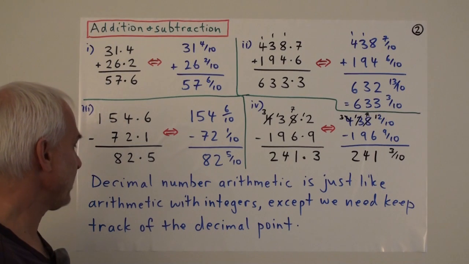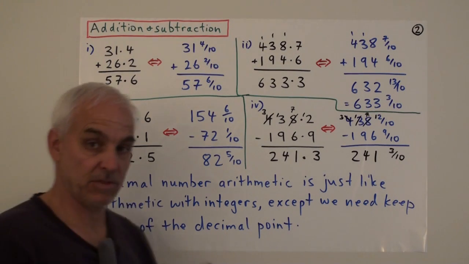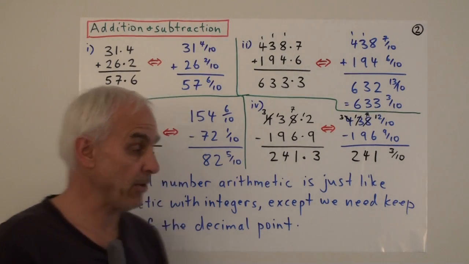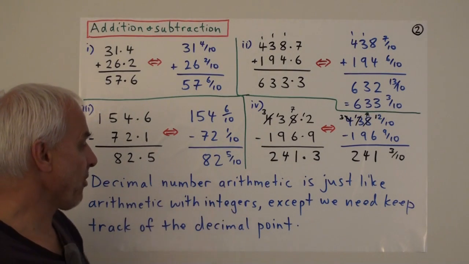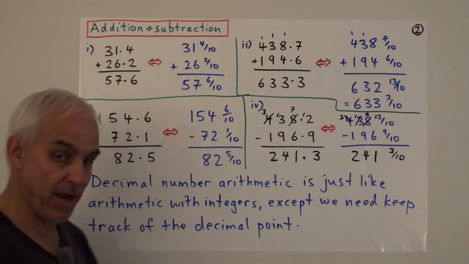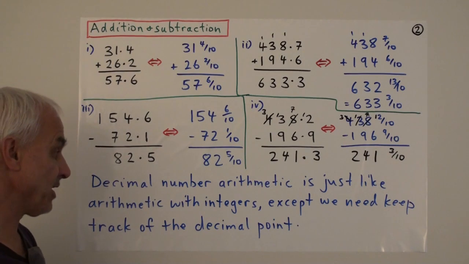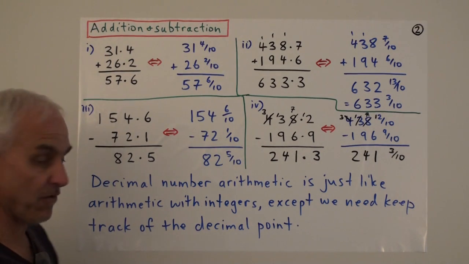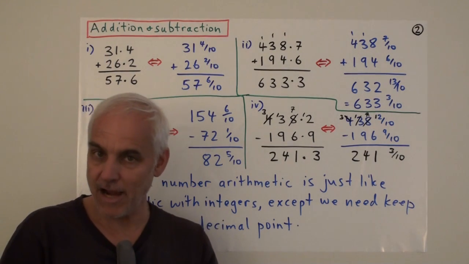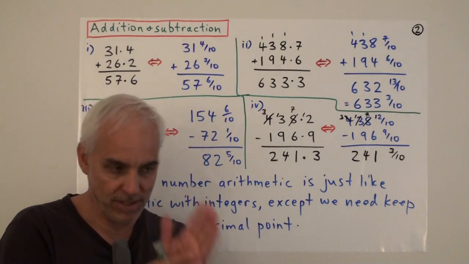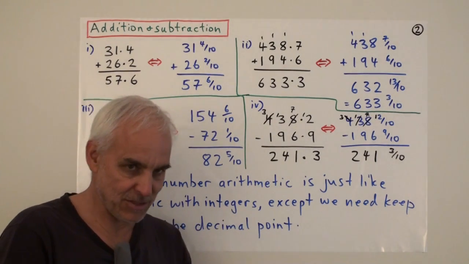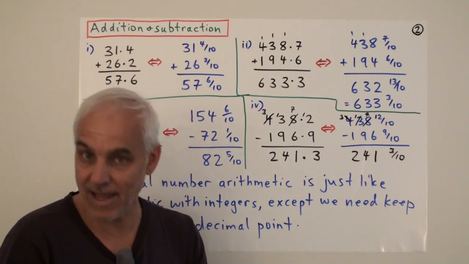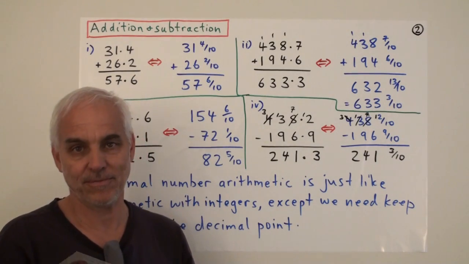So the moral is that for this simple kind of addition and subtraction anyway, it looks like decimal number arithmetic works very much the same way as arithmetic with integers, except that we need to keep track of the decimal point. We want to line them up so that always the ones columns are lined up, the tens columns are lined up, the 1/10 columns are lined up, and so on.